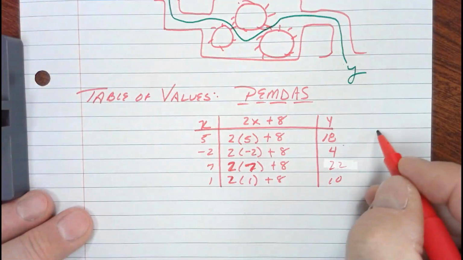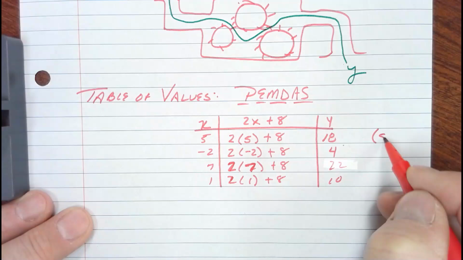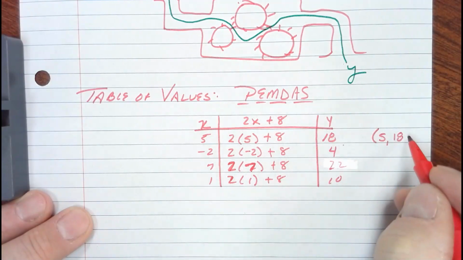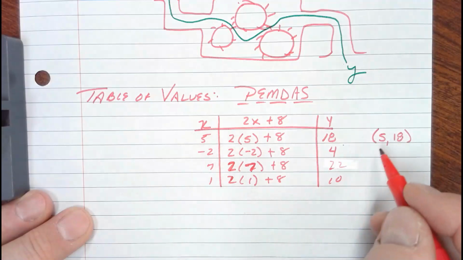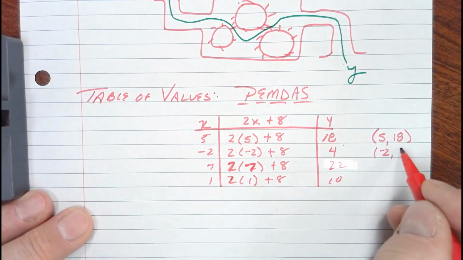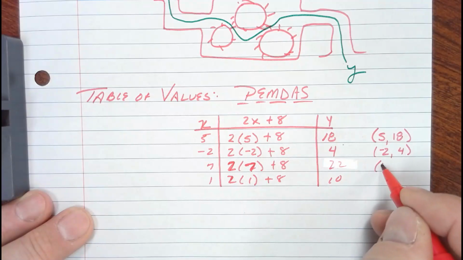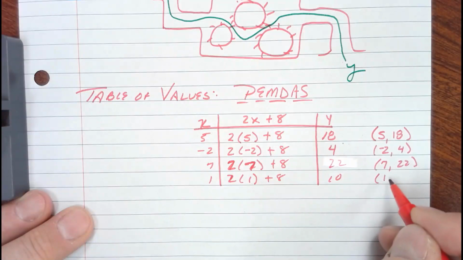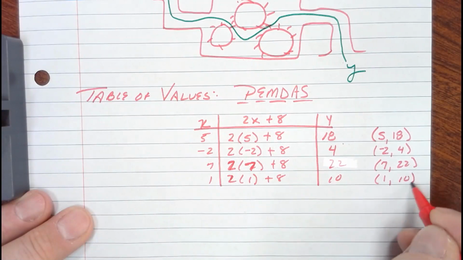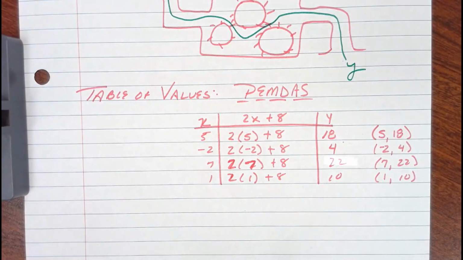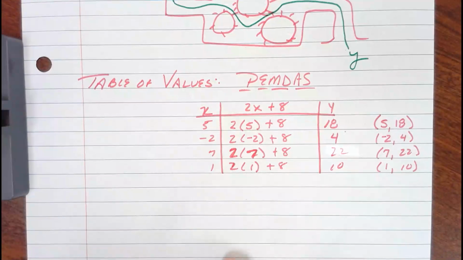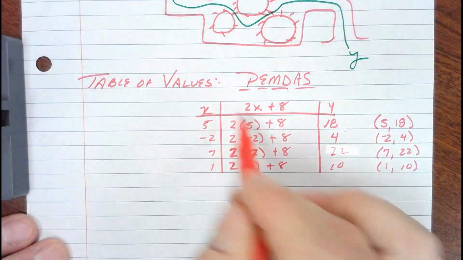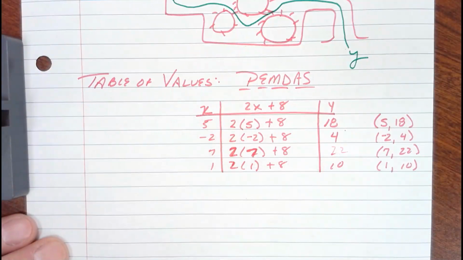Now each of these values, the input value and the output value, can be made back into that ordered pair. When x is this, y is that. When x is 7, y is 22. When x is 1, y is 10. So we will be able to check and select these independent values.